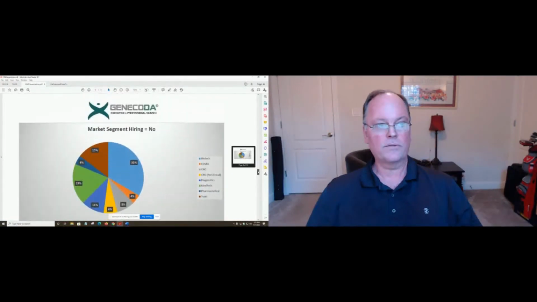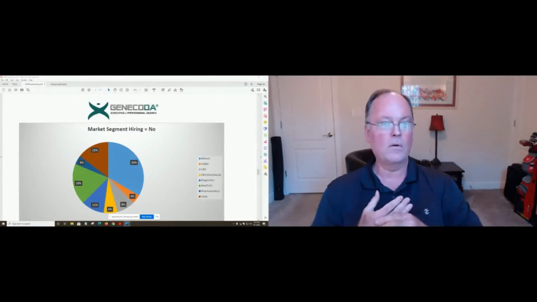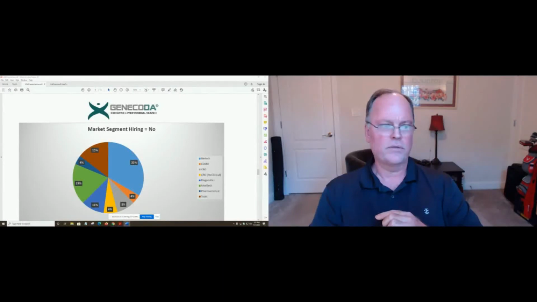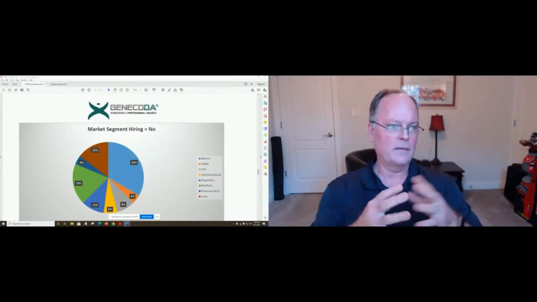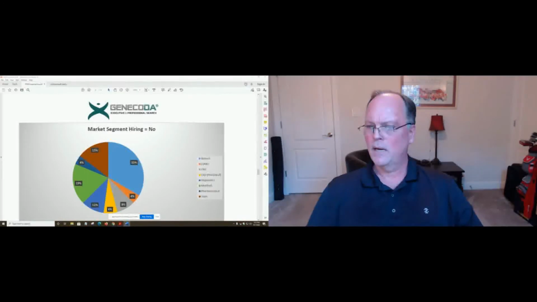And then we looked at the market segment where the hiring would equal no. Biotech was a little bit higher than we thought it would be, but these were the demographics of the organizations that were classified, per the earlier slide, as the market segment that says no, we are not in fact hiring. So I'll give you a minute to look at that as well. And again, in a minute we'll compare those two, but in more of a summary fashion.